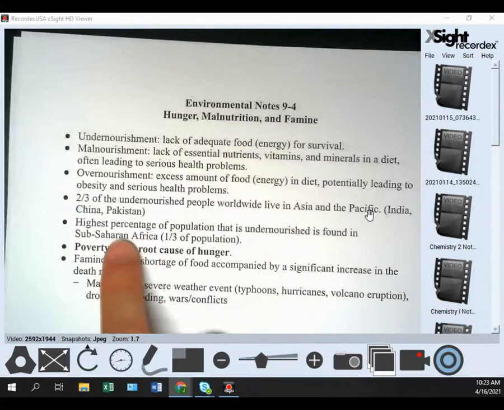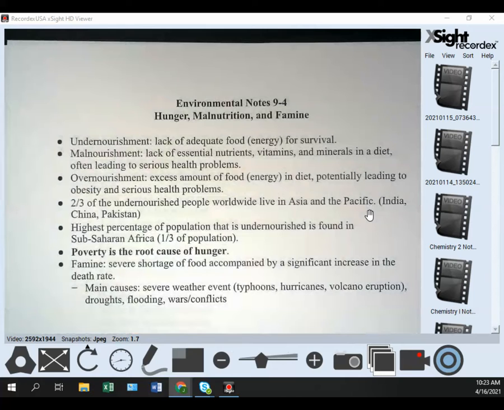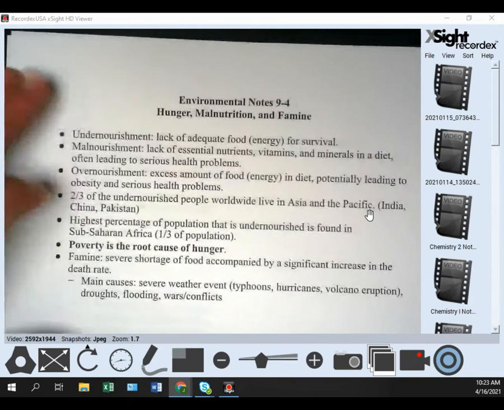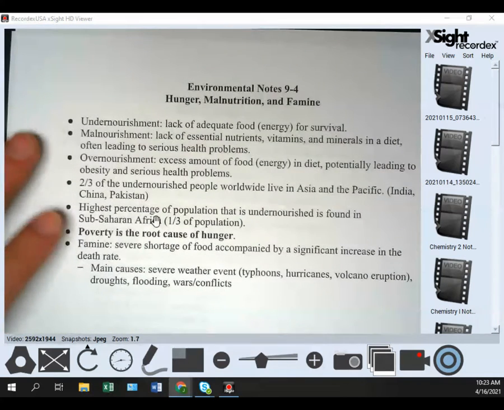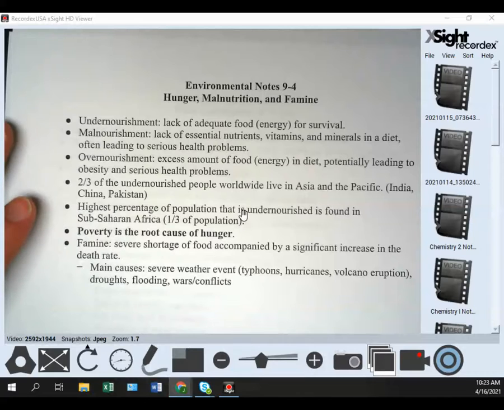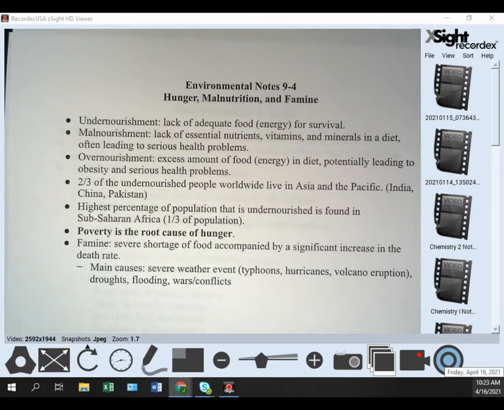But really, Asia and the Pacific, one, because they have so many people in India and China, but also there are a lot of very poor areas in those spots as well. The highest percentage of the population that is undernourished is found in sub-Saharan Africa. So this goes into what we typically think of. When you're talking about overall percentage of the population, that is Africa. Total number, Asia and the Pacific, because we've got so many people.